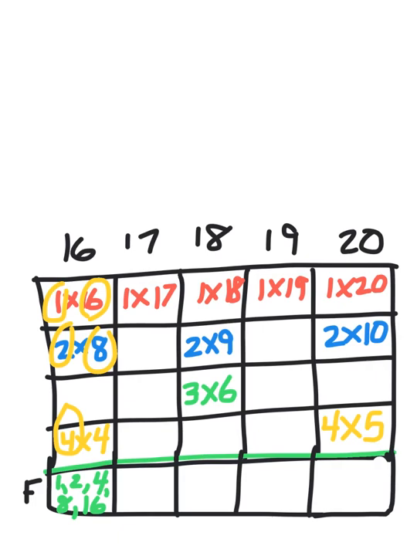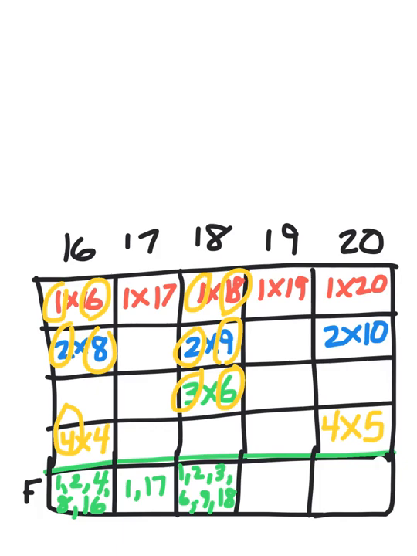Now let's list the factors of 17, 1 and 17. Let's list the factors of 18 in 2 rows. 1, 2, 3. Remember, we go in number order. 6, 9, and 18. And you can see those right here. 1, 2, 3, 6, 9, and 18.